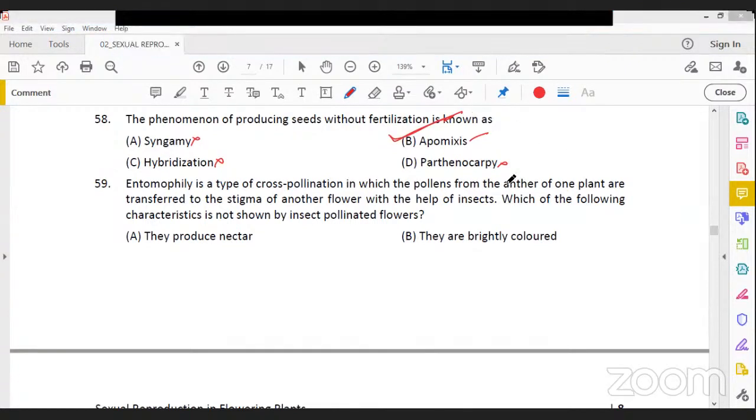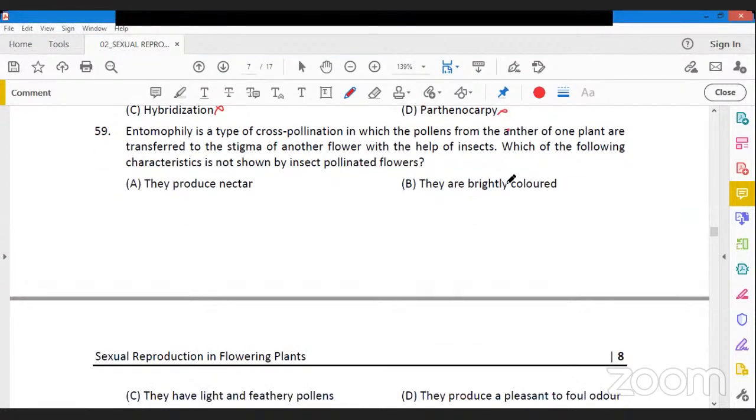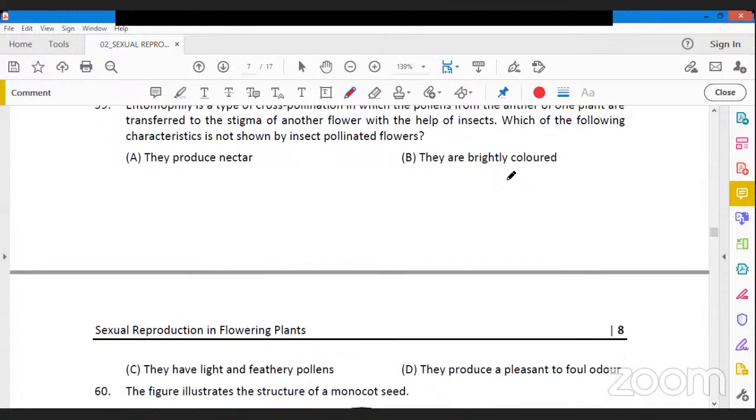Okay. Next, 59th. Entomophily is a type of cross pollination in which the pollen from the anther of one plant are transferred to the stigma of another flower with the help of insects. Which of the following characteristics is not shown by insect pollinated flowers? That is, which one is not for entomophily?